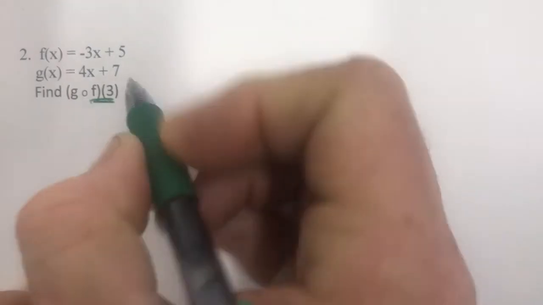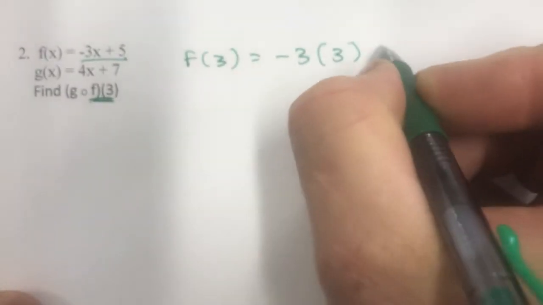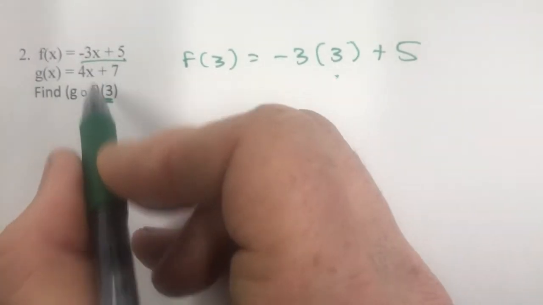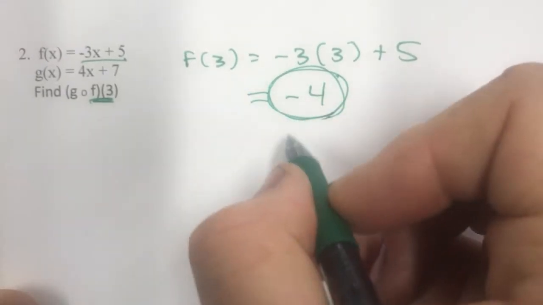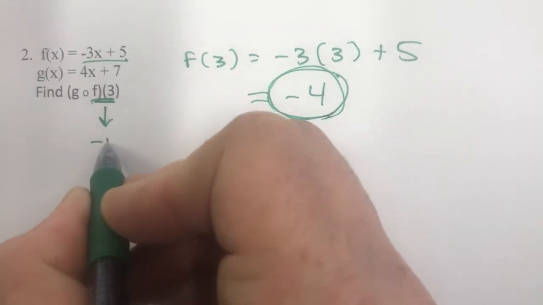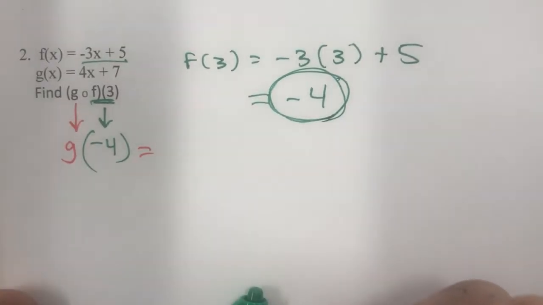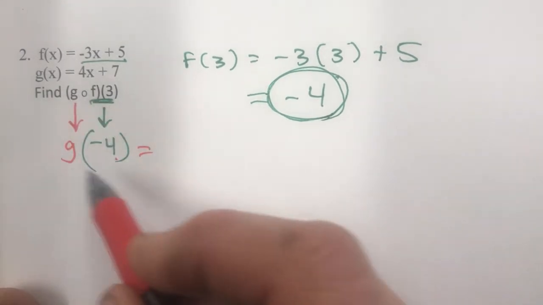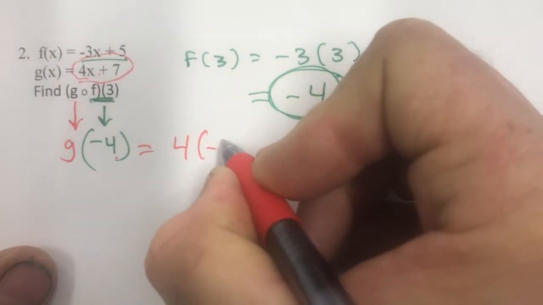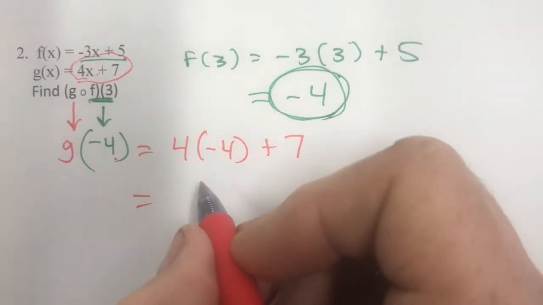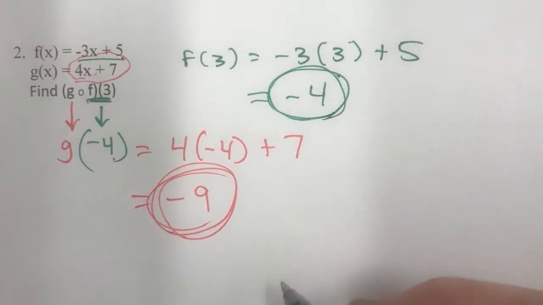So first, I've got to do f of 3. Here's the f function, so f of 3 is negative 3 times 3 plus 5. I'm putting 3 in the f function here. That's going to give me negative 9 plus 5, which is negative 4. So that's f of 3. Now I want to do g of that answer. I did f of 3, now I do g of that answer. So I'm going to put negative 4 in the g function. I'm going to have 4 times negative 4 plus 7. 4 times negative 4 is negative 16, plus 7 is negative 9. And there's g of f of 3. That would be my answer.